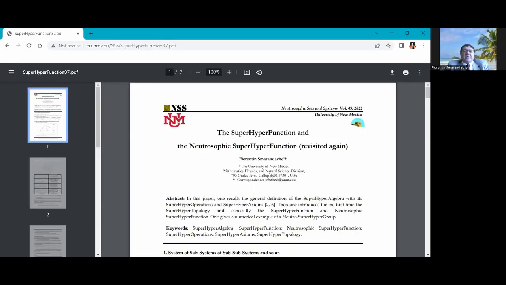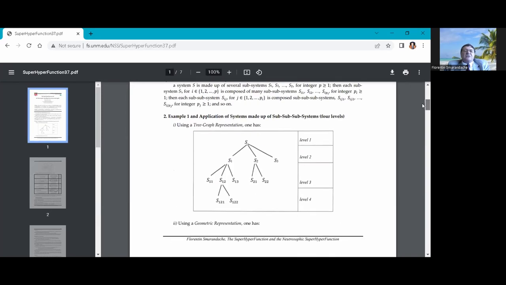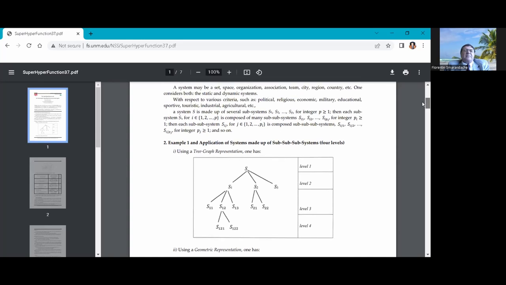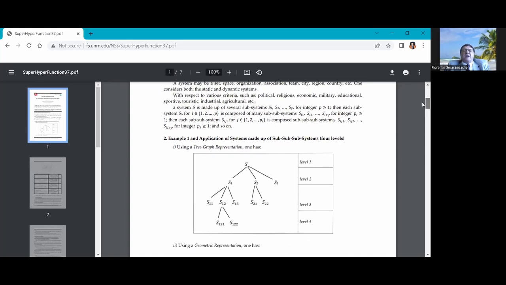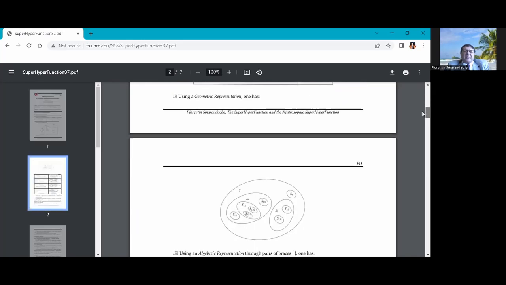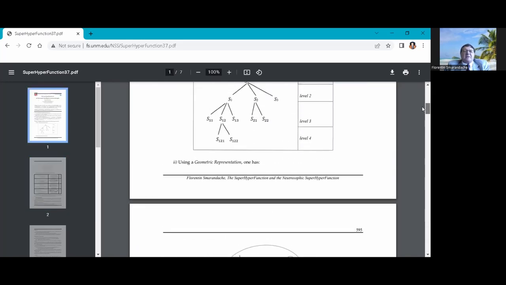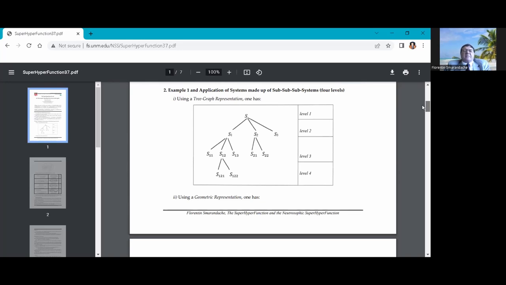Similarly for the function, it was also extended. If we consider, let's say, a system formed by subsystems S1, S2, S3, this is the first system. The system is considered a level 1 or root. Now S1, S2, S3 are level 2.